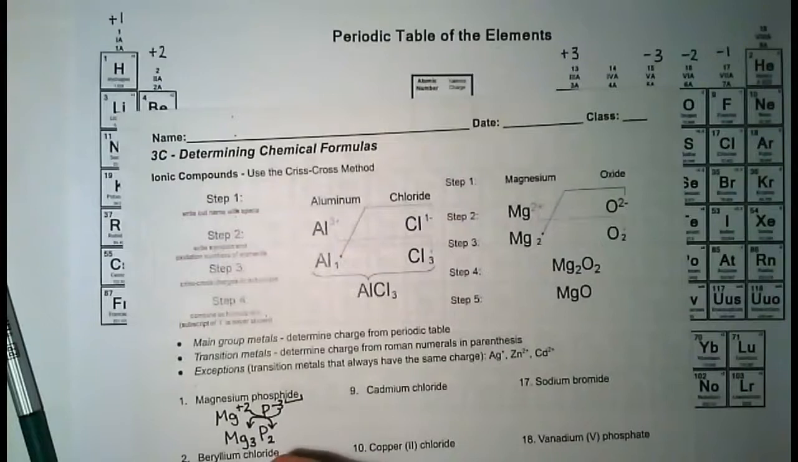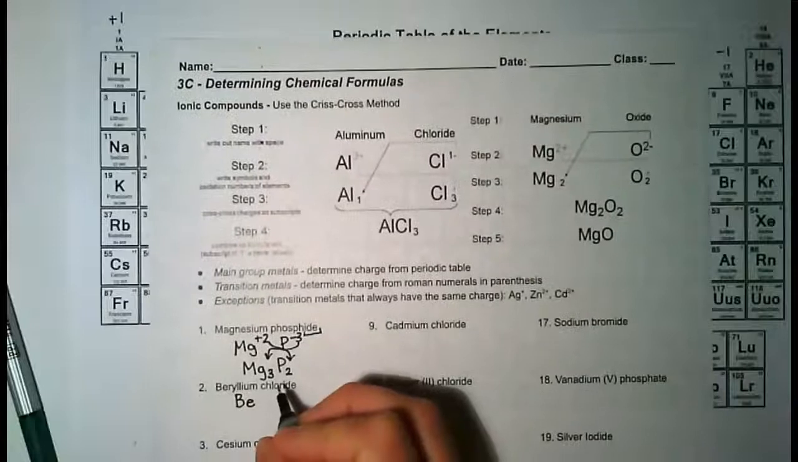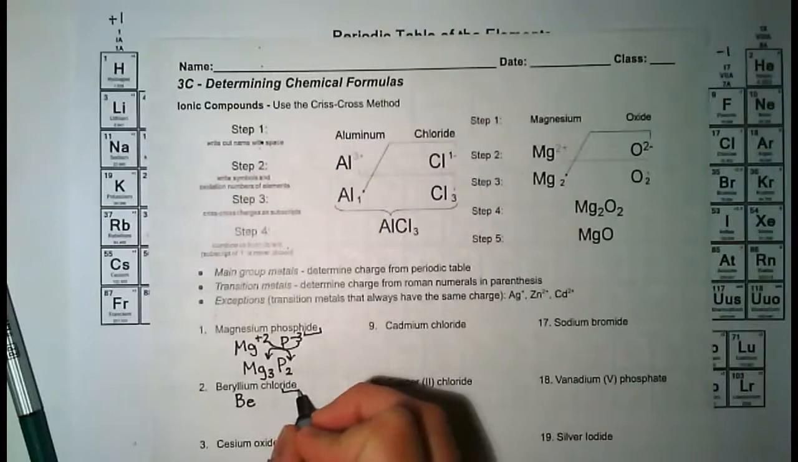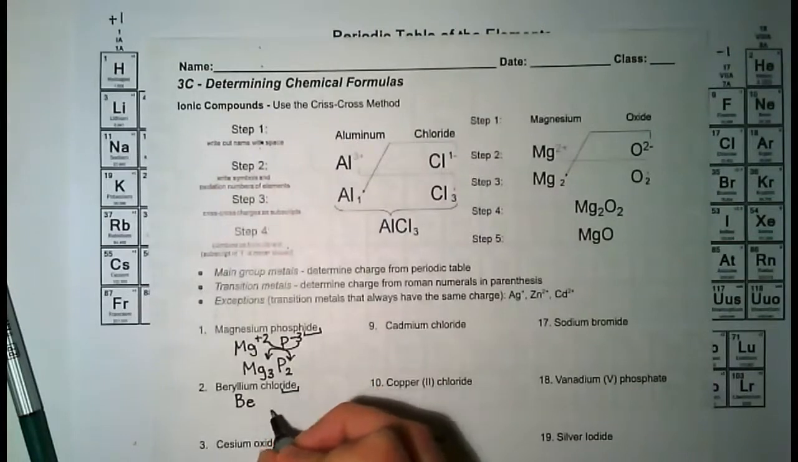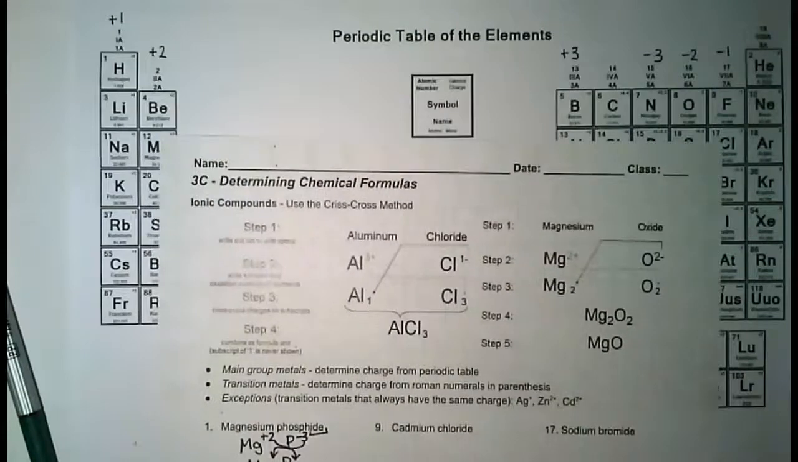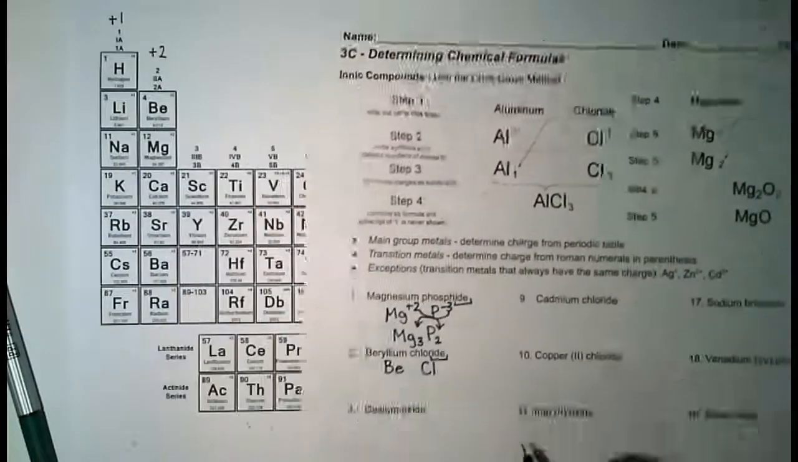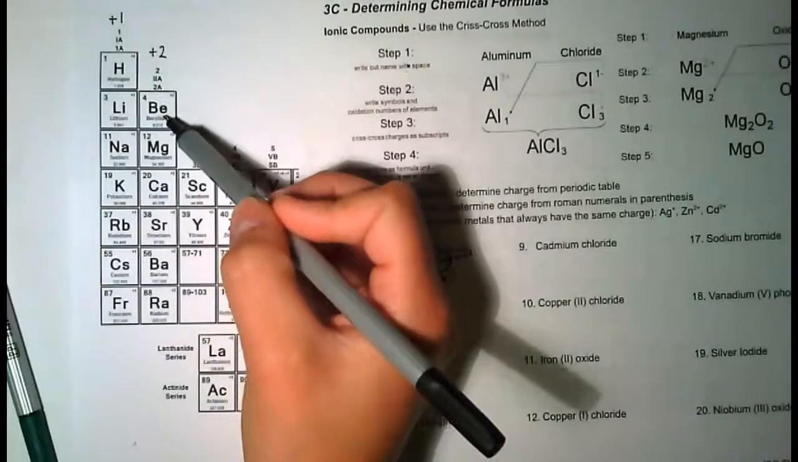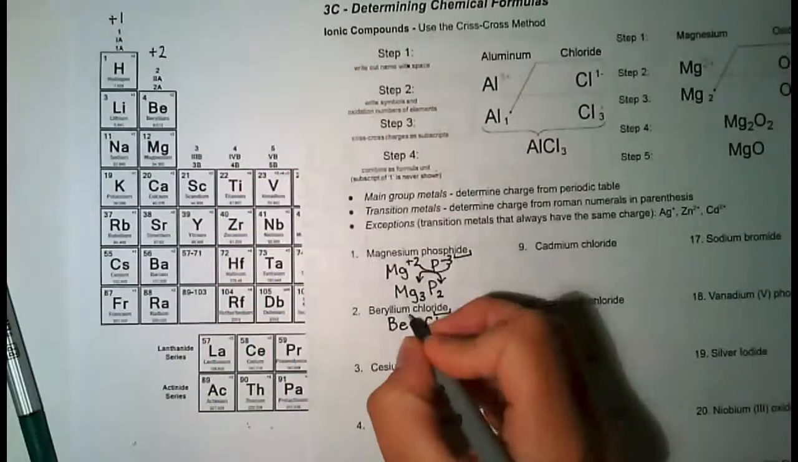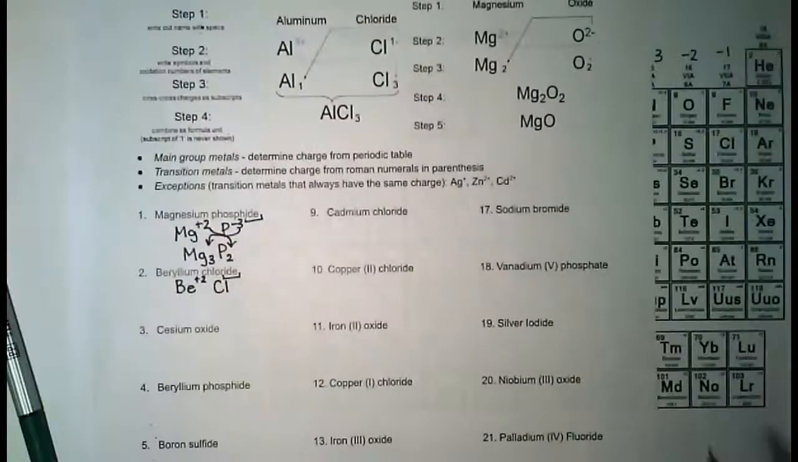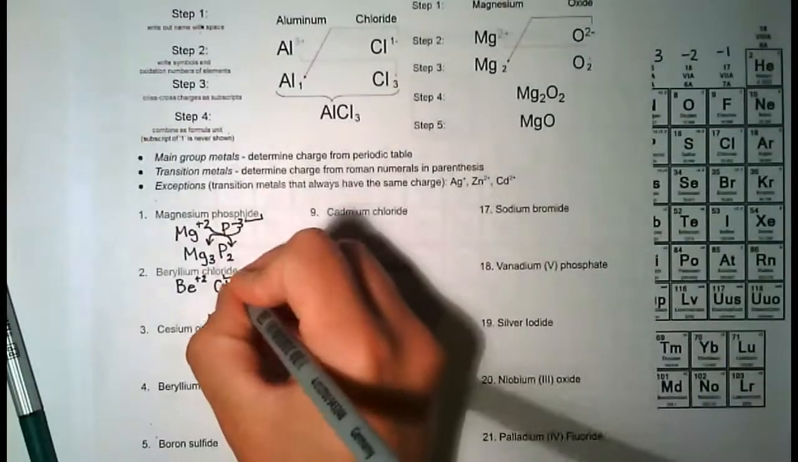Next we have beryllium chloride. Beryllium, I know the symbol is Be, and then chloride, that -ide indicates that's the element chlorine. So I'm going to go ahead and write Cl down here. Then let's look at our periodic table to figure out our charges. Beryllium is also in group 2, so I'm going to put a +2 charge on beryllium. And then chlorine is over here in group 17. It's a halogen, so it has a -1 charge.